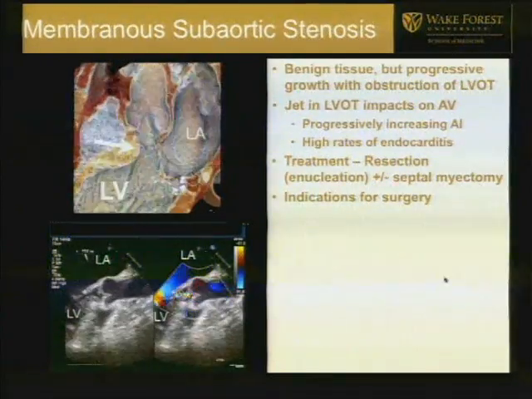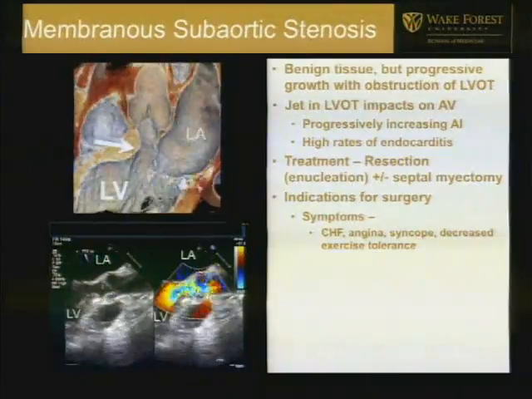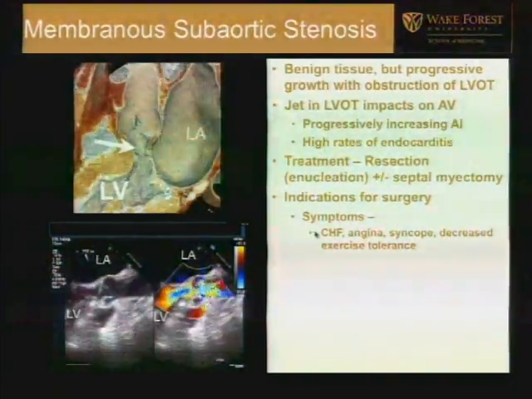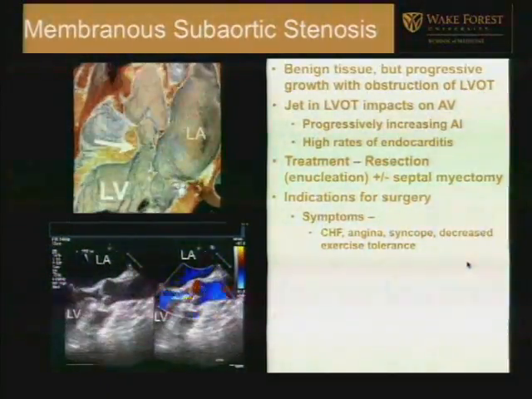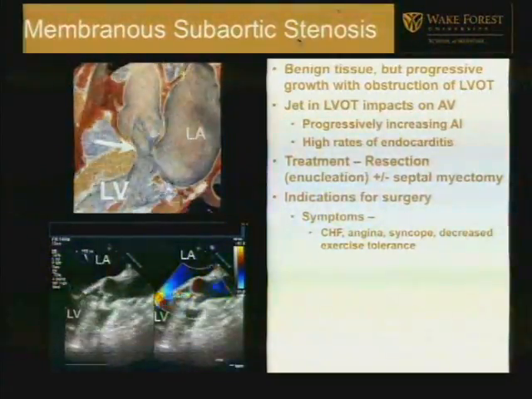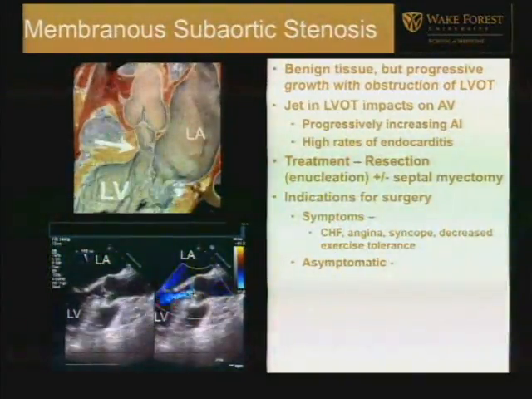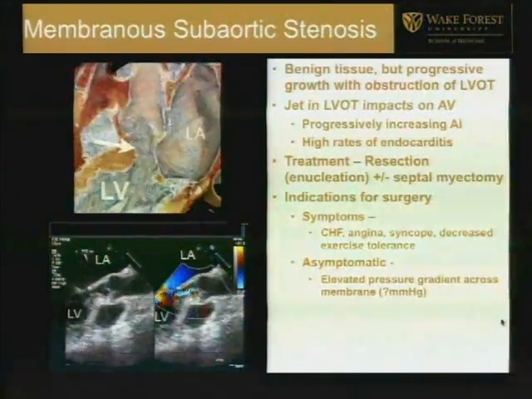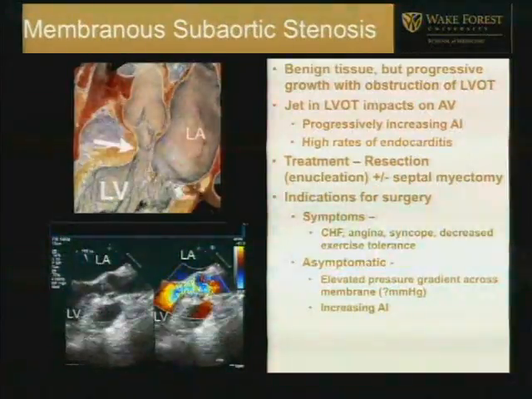The indications for surgery are obviously if the patient has symptoms, and the symptoms that we typically look for are similar to those with aortic stenosis. So worsening CHF, angina, syncope, and decreased exercise tolerance. But sometimes in patients who are asymptomatic, particularly in younger patients, this patient was somewhat atypical because she was older. Usually in younger patients, they're going to be looking for the elevated pressure gradient across the membrane, and perhaps even more importantly, if they start to see aortic insufficiency, they need to operate.